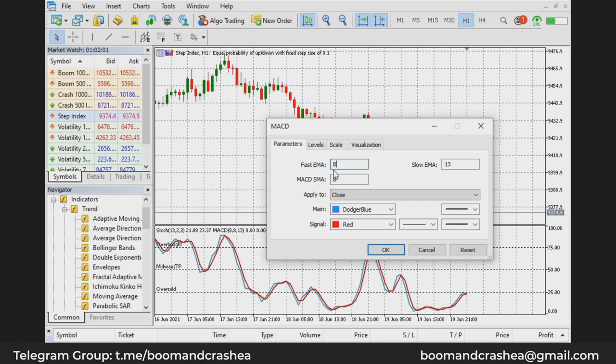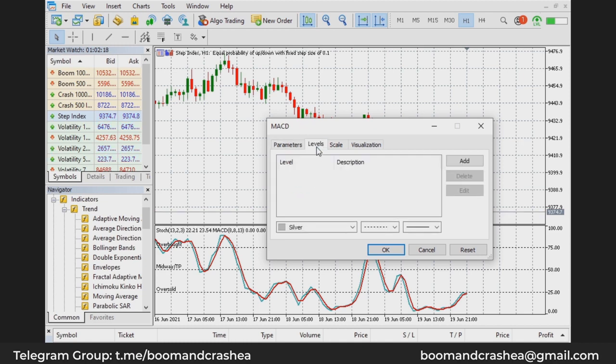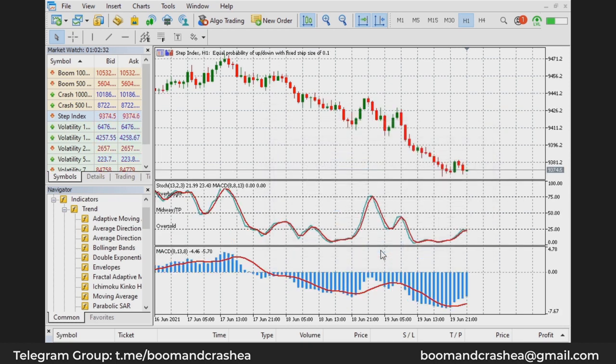First of all, we have 8 as a fast exponential moving average, EMA, and then the slow EMA, which is 13. Then we have our simple moving average, which is 8, the MACD SMA. Apply to close, maintain colors, or you can use your own preferred colors. One of the differences between the stochastic and the MACD is that the MACD doesn't have overbought and oversold levels. All right, so we click OK.